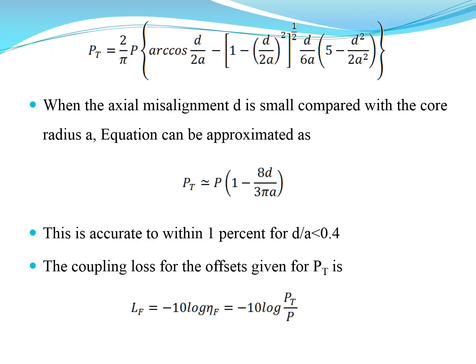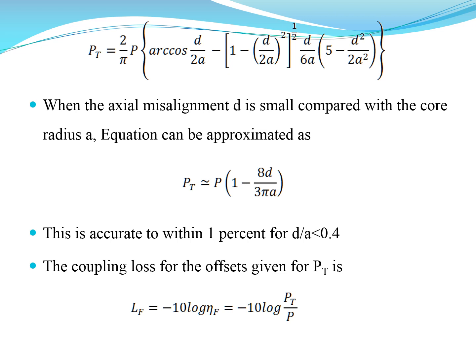So just a substitution in PT, I'll get the total power in the graded index fiber with the axial offset of D. So PT is equal to 2 by pi into P arc cos of D by 2A minus D by 2A into (1 minus (D by 2A) squared) to the power half into (D by 6A) into (5 minus D squared by 2A squared). So this is the total power which can be obtained in the optical fiber whenever the numerical apertures of both the fibers which are axially misaligned are same.